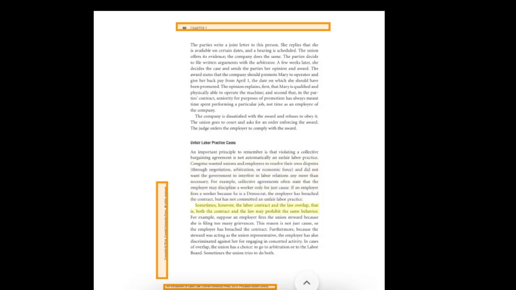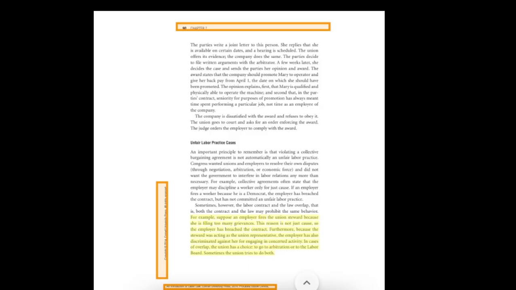Sometimes, however, the labor contract and the law overlap, that is, both the contract and the law may prohibit the same behavior. For example, suppose an employer fires the union steward because she is filing too many grievances. This reason is not just cause, so the employer has breached the contract. Furthermore, because the steward was acting as the union representative, the employer has also discriminated against her for engaging in concerted activity.